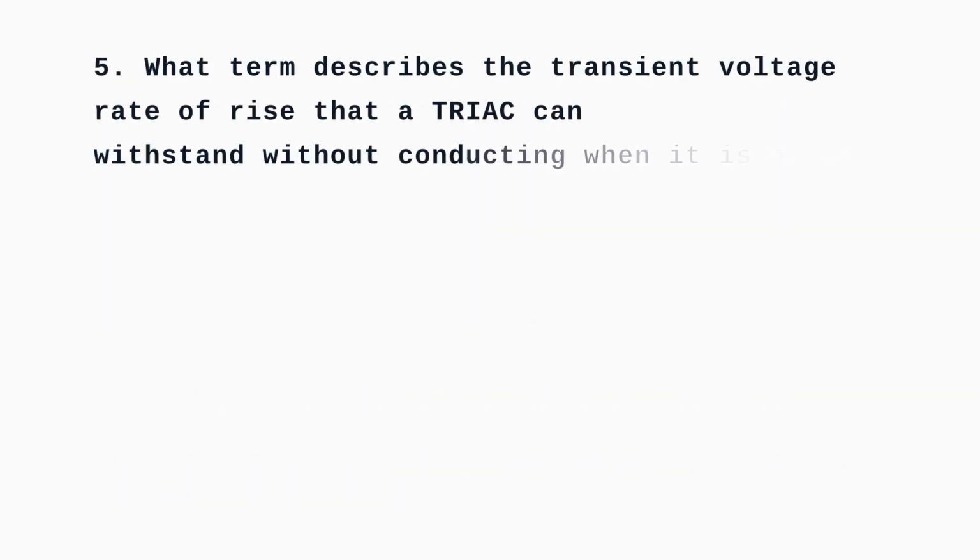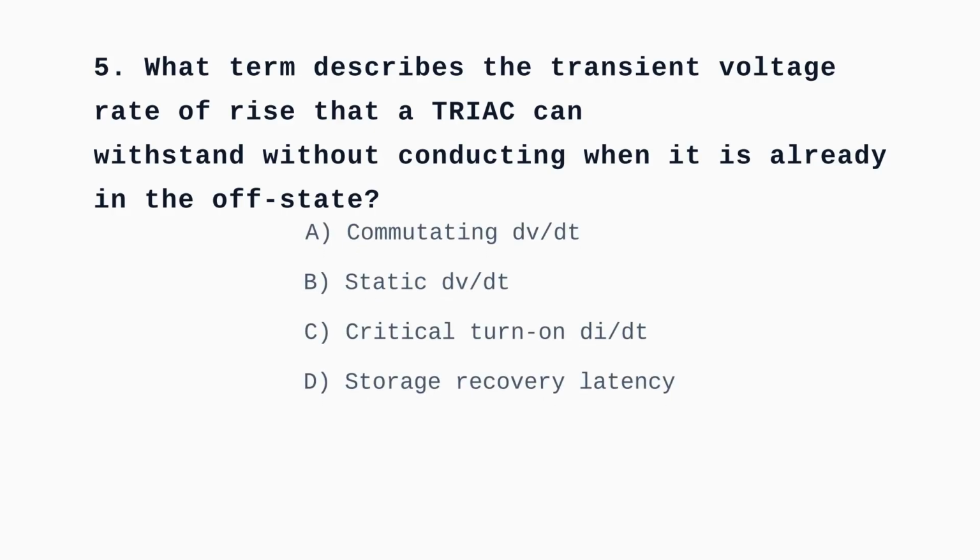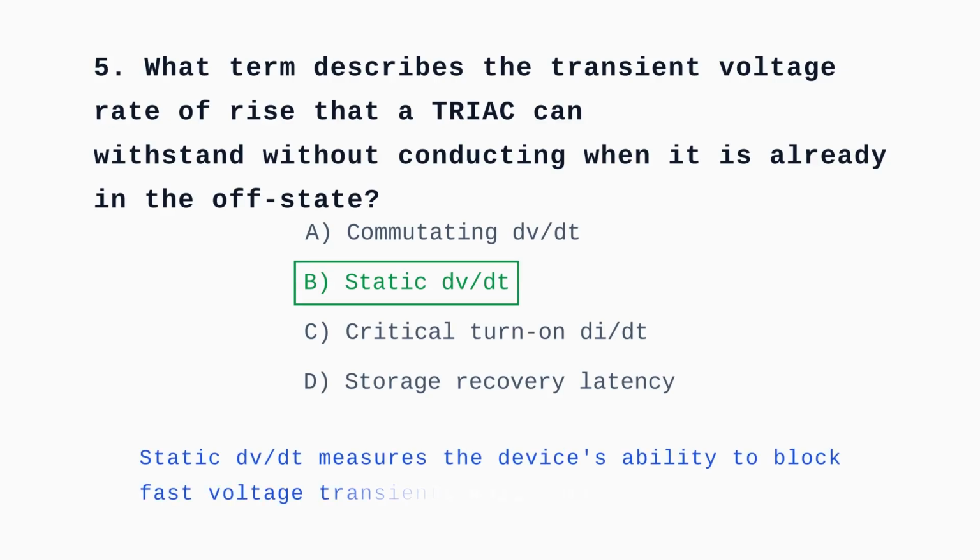Question 5. What term describes the transient voltage rate of rise that a TRIAC can withstand without conducting when it is already in the off state? Static dV/dt defines the maximum rate of anode voltage rise the triac can block while resting in its non-conducting, off state without falsely triggering.